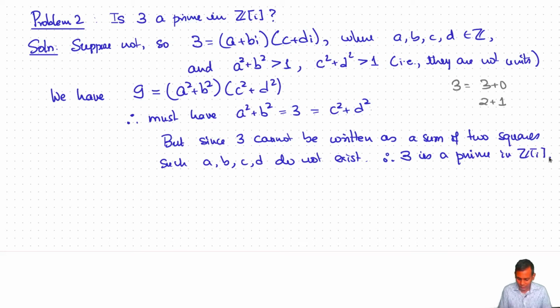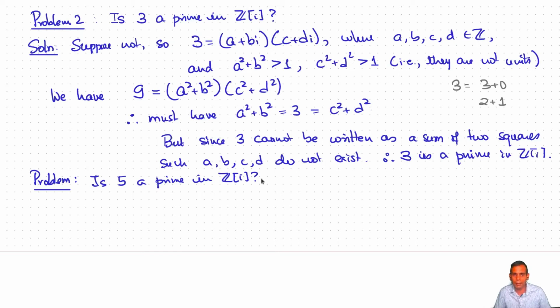Let's move on to the next problem, which is similar, but let's ask about 5. Is 5 a prime in Z[i]? And the solution, well, we'll proceed in exactly the same manner and see what happens. Okay, you can pause the video here and try to do it yourself and see what happens. Otherwise, I'll show you.